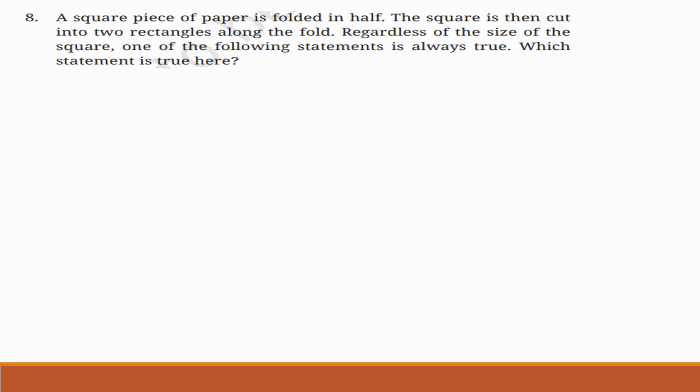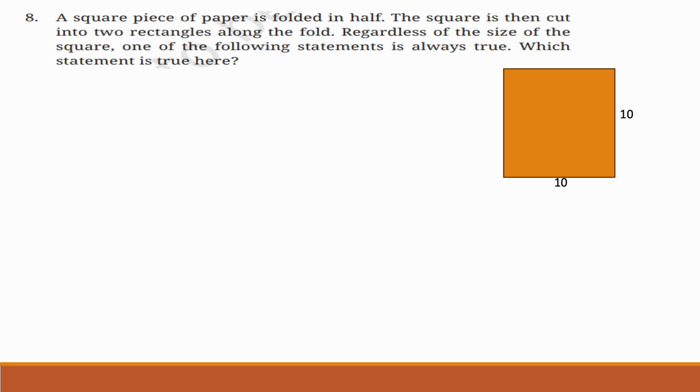A square piece of paper is folded in half. The square is then cut into two rectangles along the fold. Regardless of the size of the square, one of the following statements is always true. Which statement is true here? So we have a square piece of paper like this. Suppose its dimension is 10 by 10. This square is then cut into two rectangles along the fold.